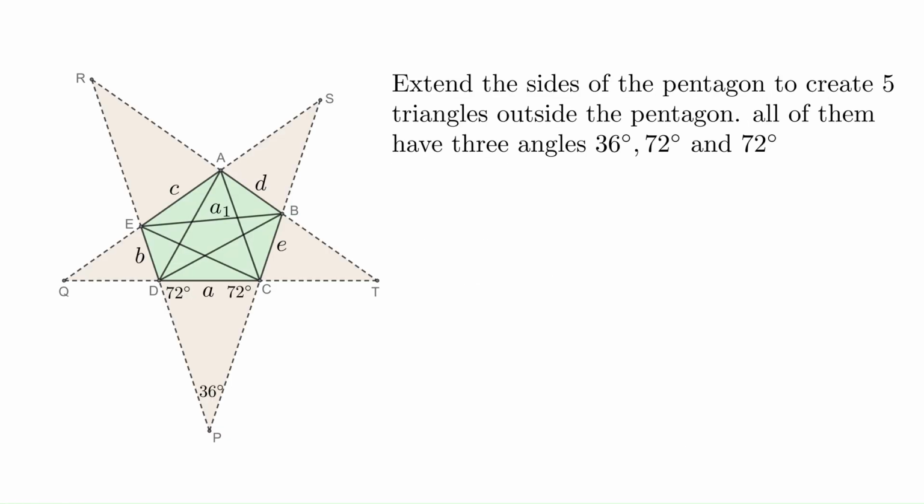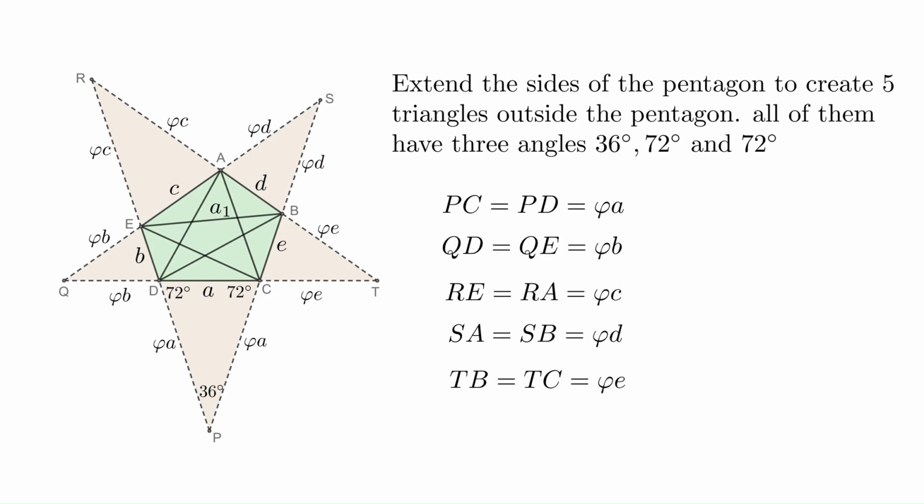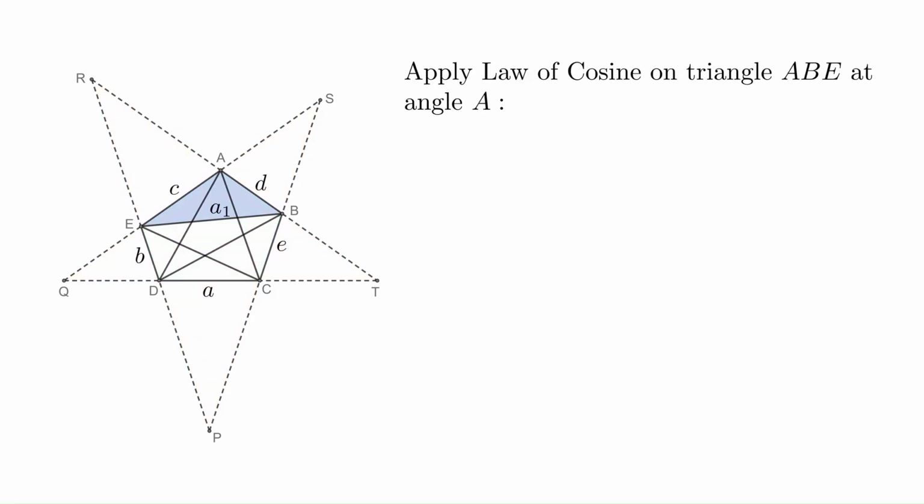Let's go back to the AIME problem. We have 5 golden triangles. Their bases are A, B, C, D, and E. Therefore, their legs are phi A, phi B, phi C, phi D, and phi E. We are ready to calculate the sum of the pairwise products of the 5 sides.